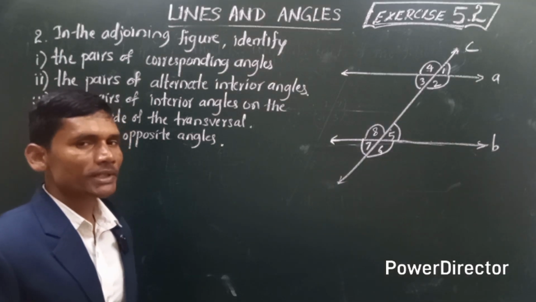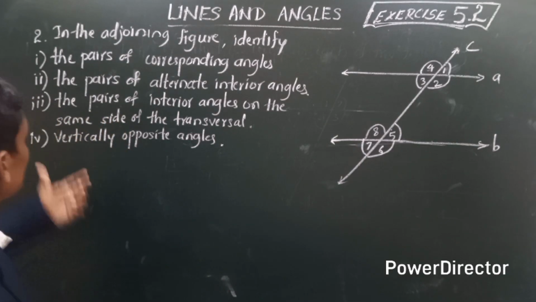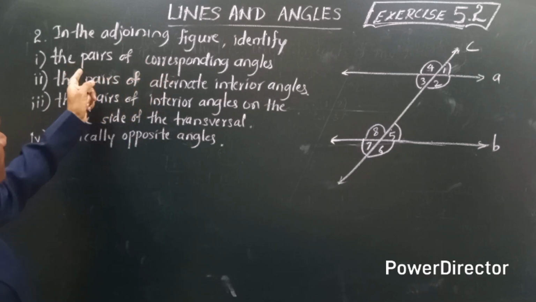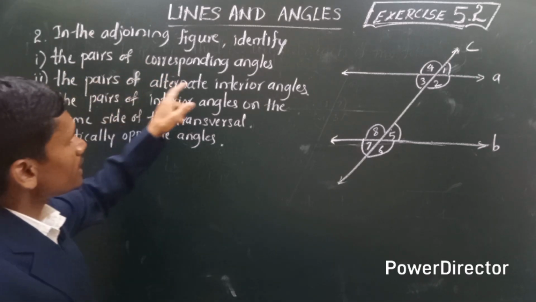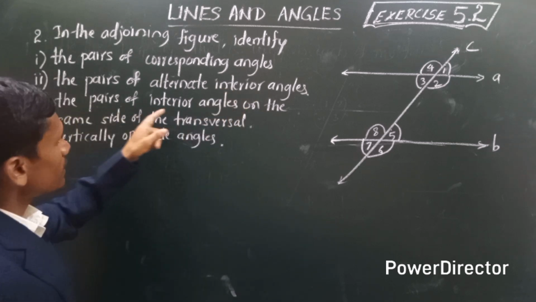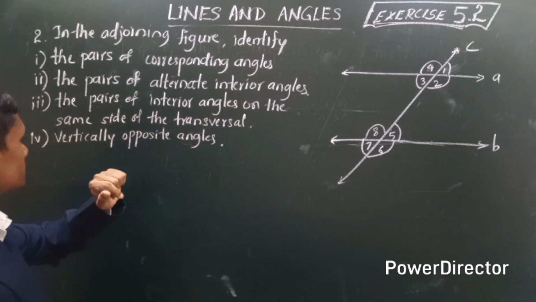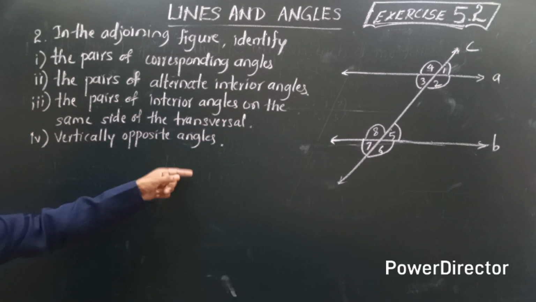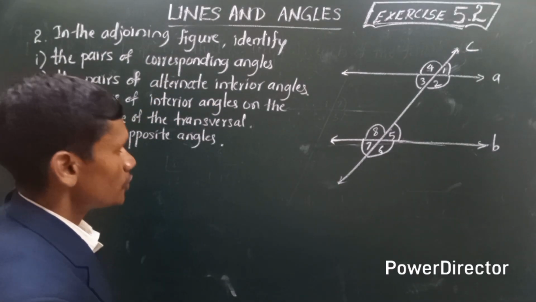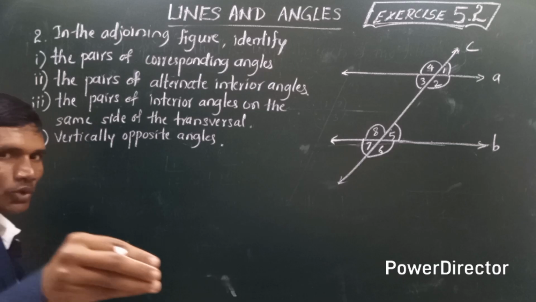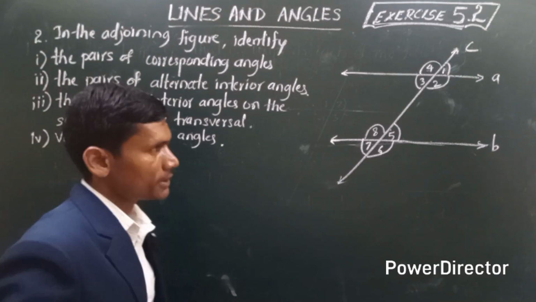Okay, now let us go ahead with second problem. What it says: in the adjoining figure, identify the pairs of corresponding angles. Second question is the pairs of alternate interior angles and the pairs of interior angles on the same side of the transversal, right? Vertically opposite angles. These four we need to identify. It's so simple. Anybody can do so easily, right? But you must know the meaning of those angles, only that much, right?